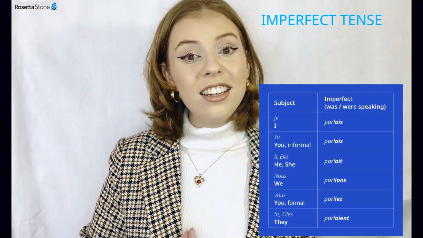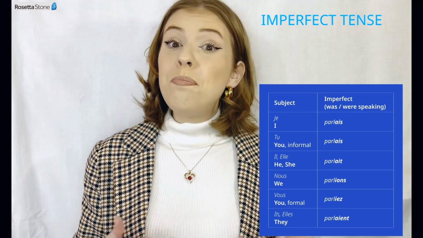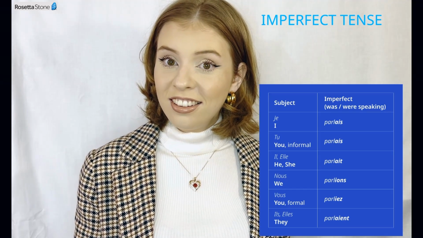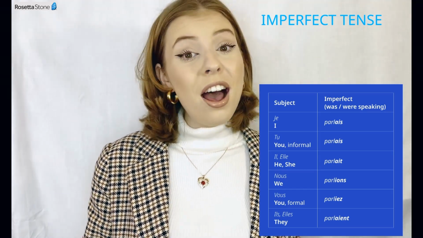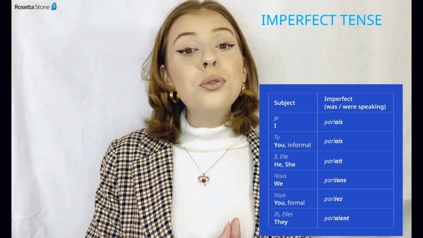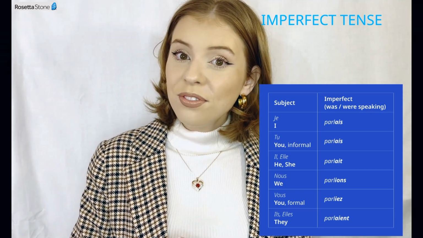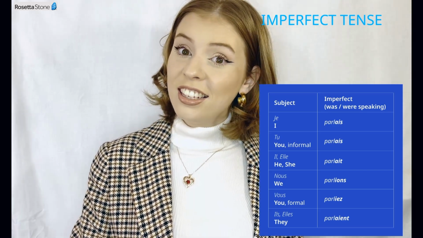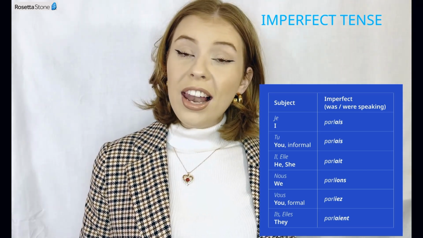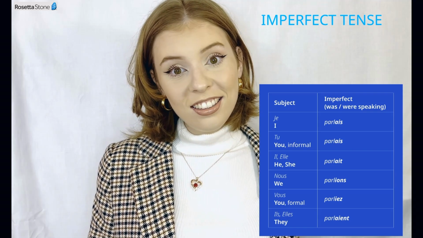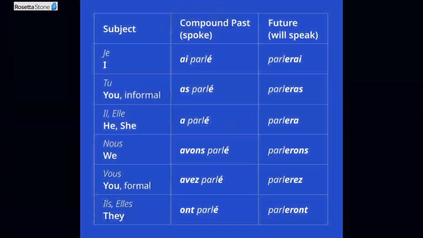If you want to use the same verb in the imperfect tense, in other words to say I was speaking, you can add the following endings to the stem. Je parlais. Tu parlais. Il or elle parlait. Nous parlions. Vous parliez. Ils or elles parlaient. Here are 2 more tenses and their endings if you want to go even further.